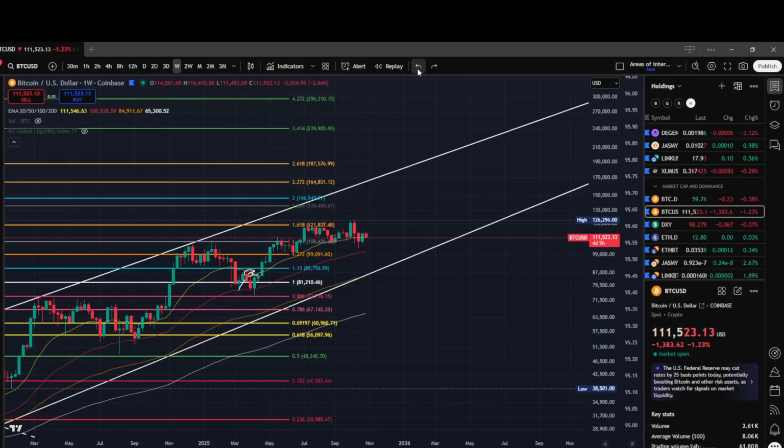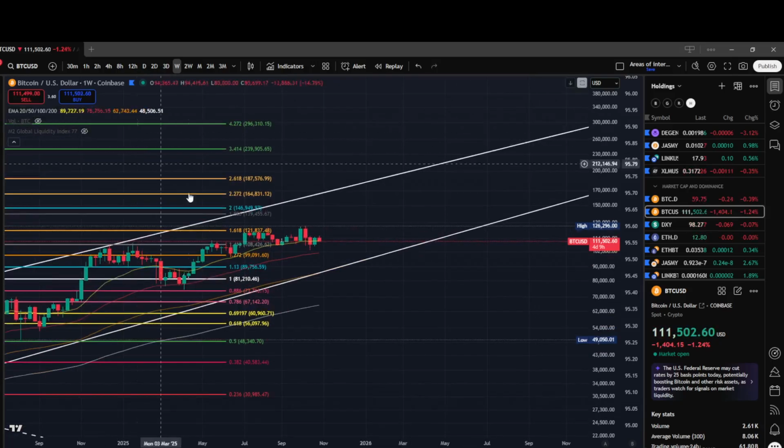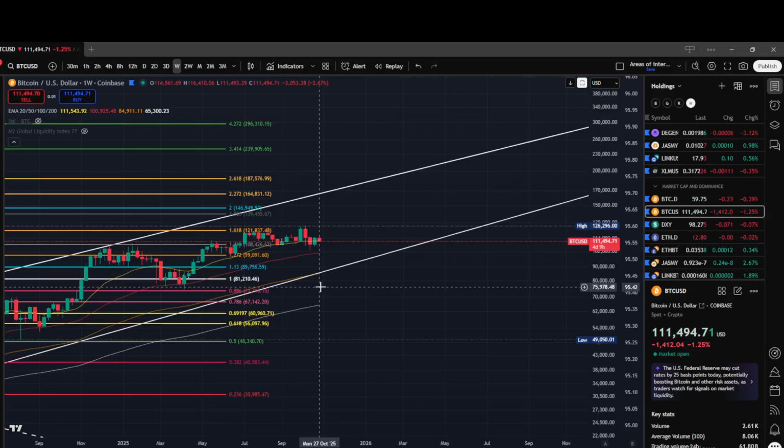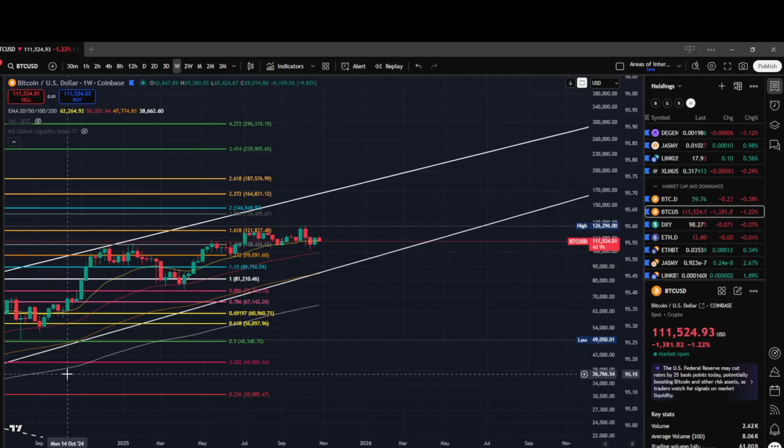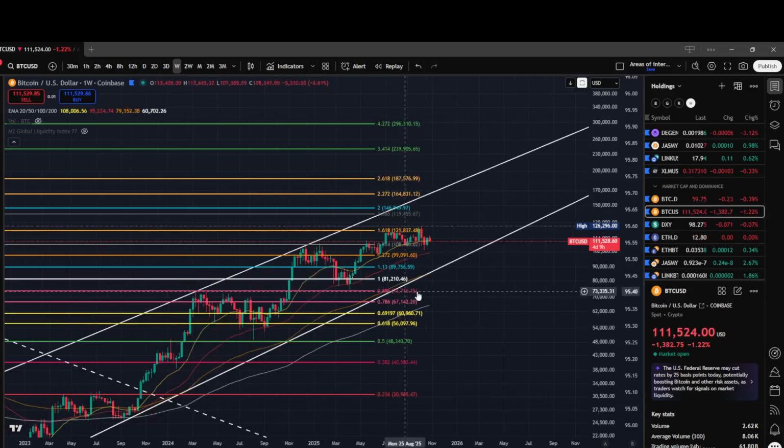As of right now, Bitcoin is sitting right below 111,500. It's right on there, so it's playing the game. It's doing what it's supposed to do. It's scaring people and making people doubt.